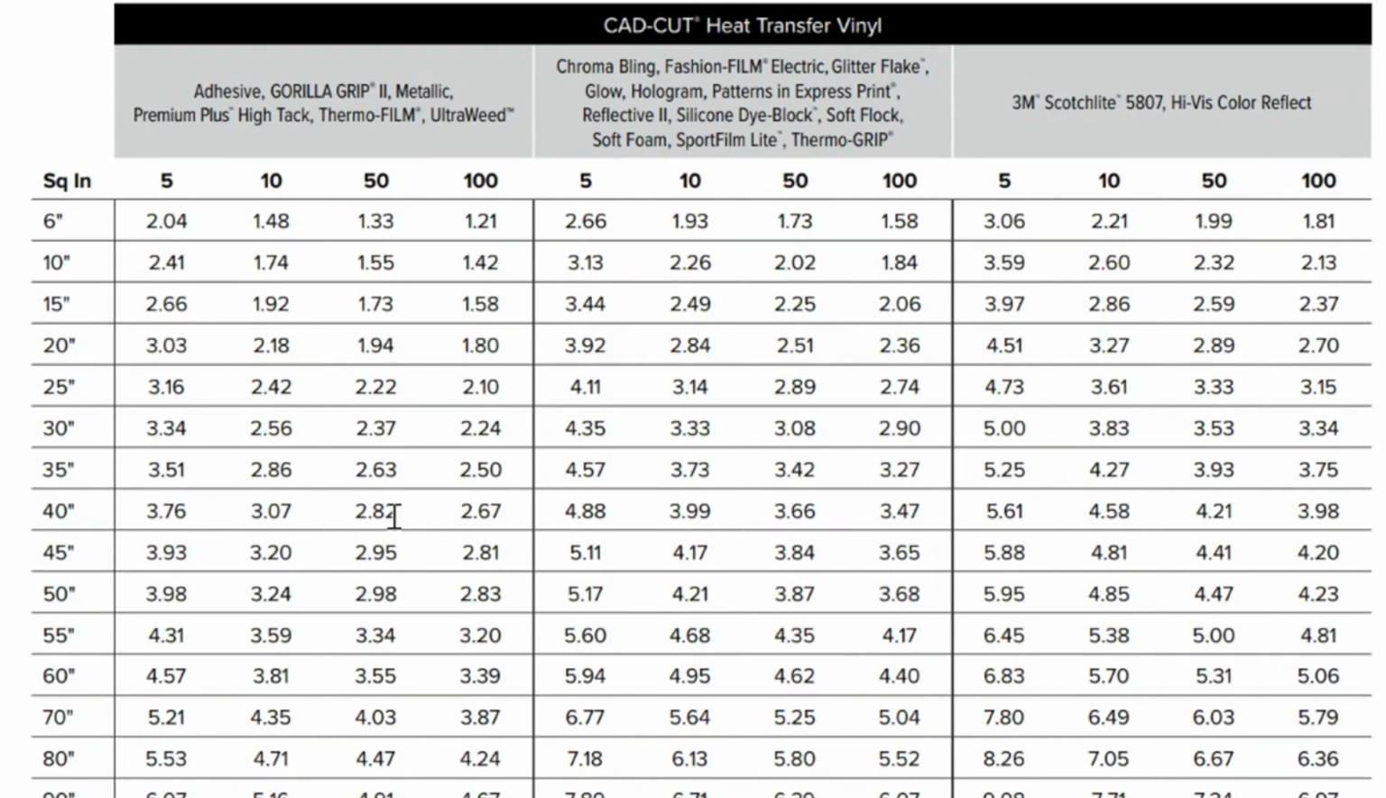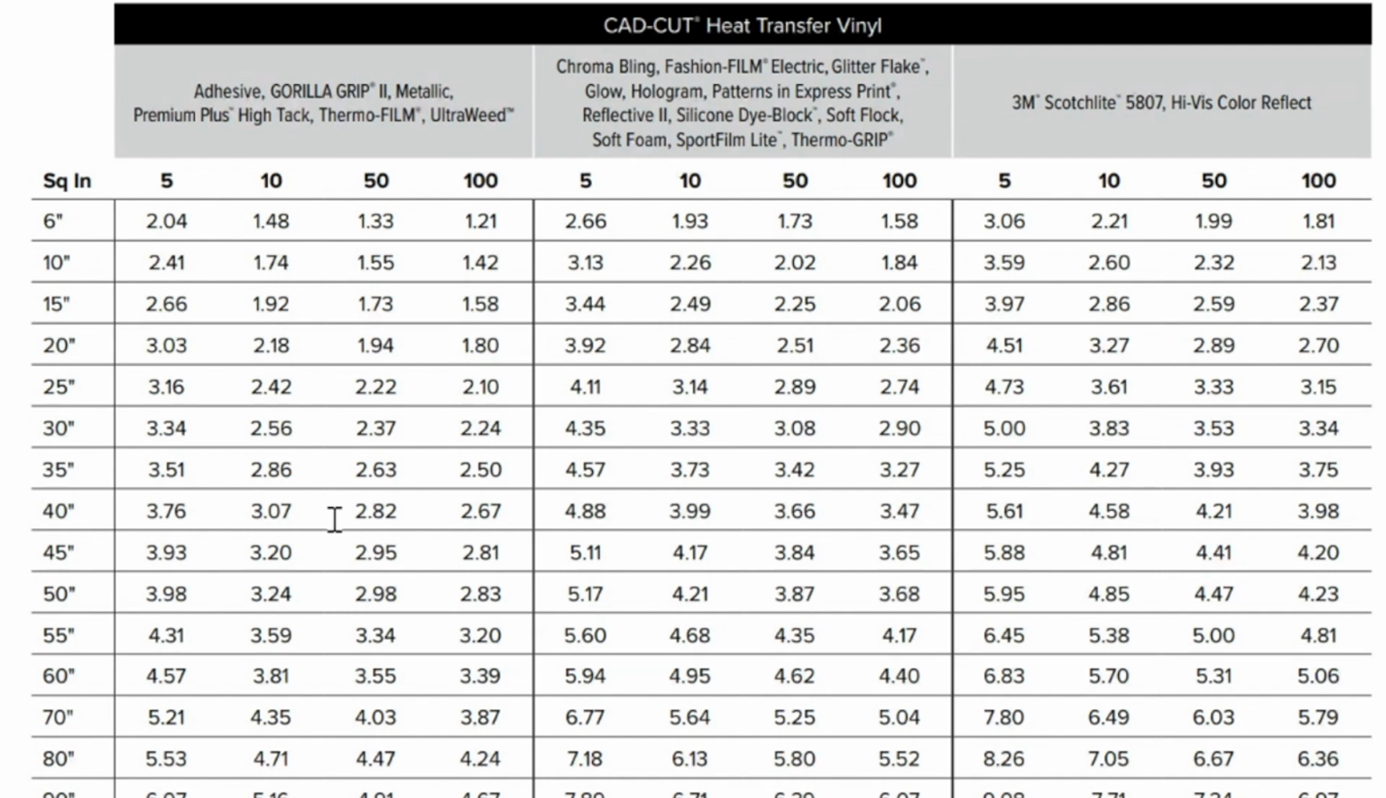Let's say, for instance, we were doing this design in UltraWeed. The price for 50 pieces, which is across the top in each grid, would be $2.82. Now, keep in mind, that's for a single color design. So if you're doing a one color design, it's very quick, very easy to calculate.